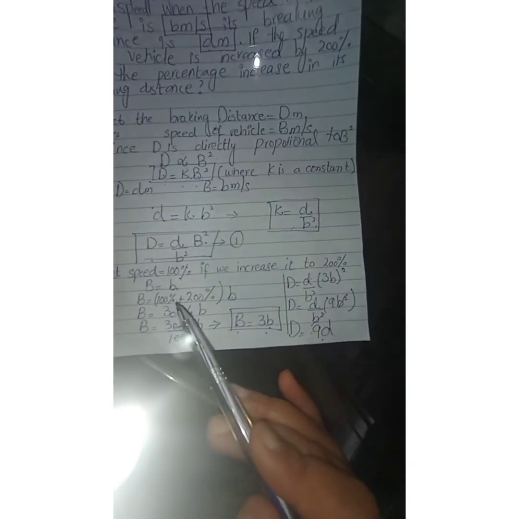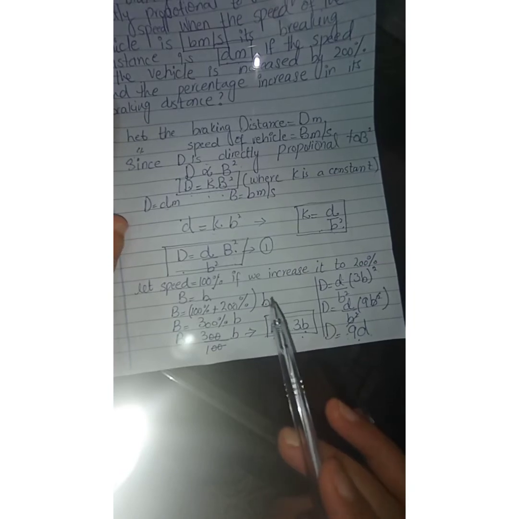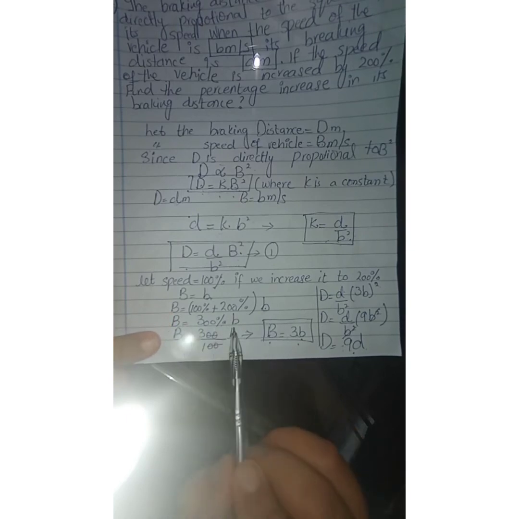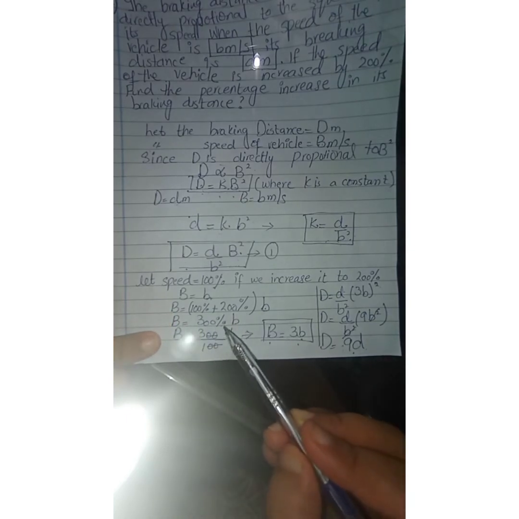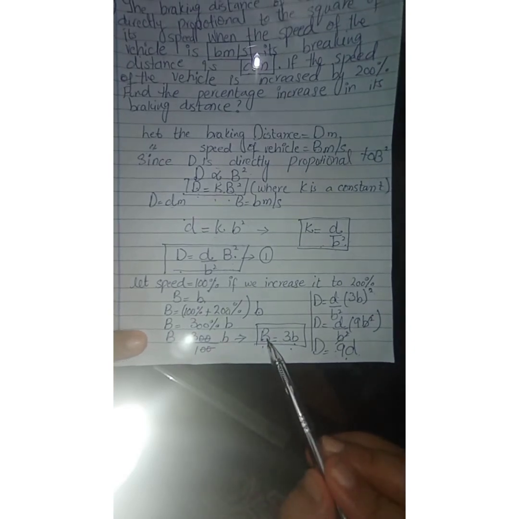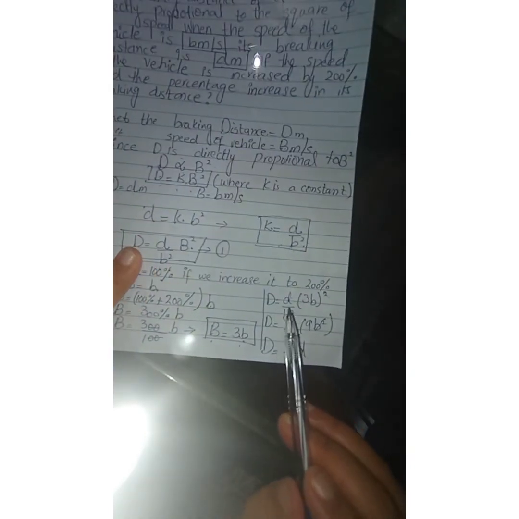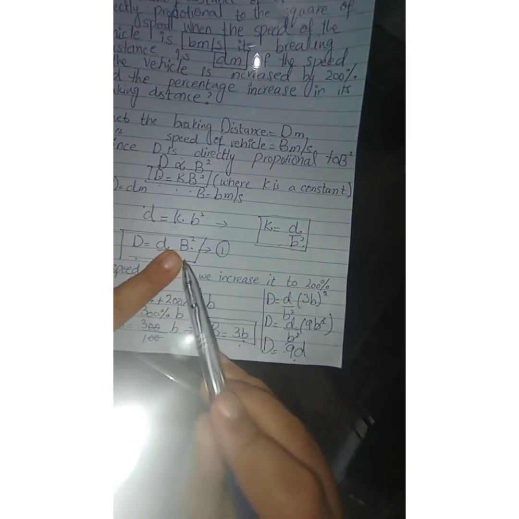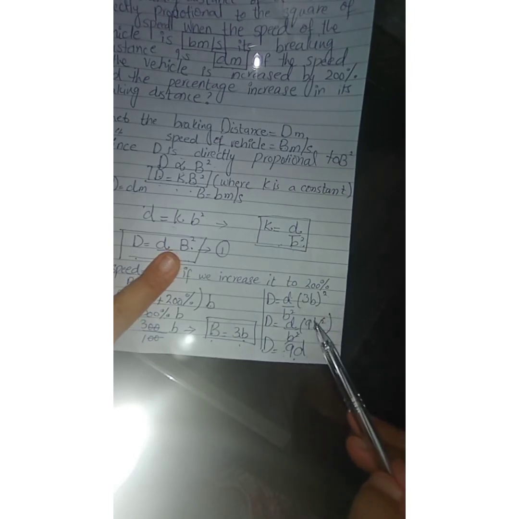Now the speed has been increased. Already it was 100%, so when we are increasing it, B becomes, previously B was B. Now B is 100% plus 200%, so B is equal to 300%. And then I just remove the percentage sign, I get 300 by 100, and when I cancel it out, I got the new value of B as 3B. And the new value of D, by putting it back in this expression, I get D is equal to D by 3B square, where I use this value of B, so I get 9B square, and B square is cancelled, so I get the new value of D as 9D.